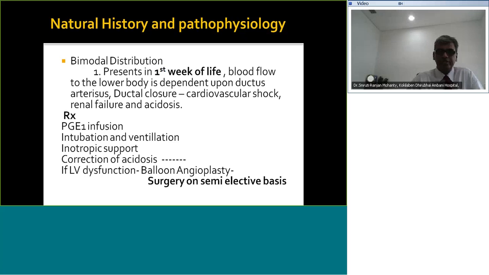These babies benefit from intubation and ventilation, inotropic support, and correction of acidosis. Then one assesses the LV function. If there is severe LV dysfunction, then a palliative balloon angioplasty is done to further stabilize the child before being taken up for surgery on a semi-elective basis.